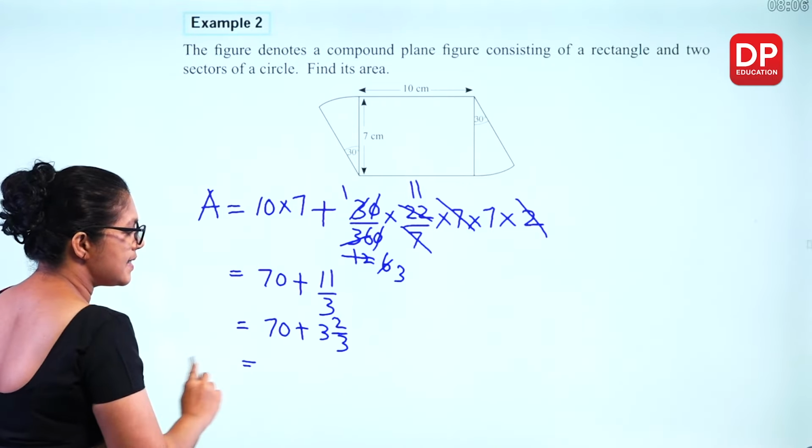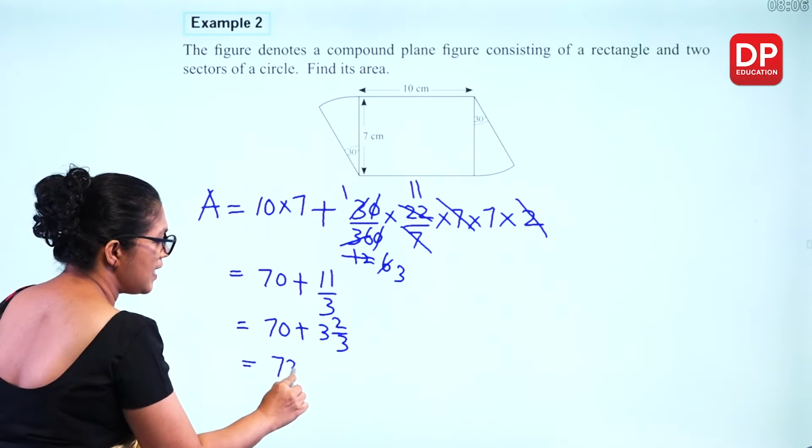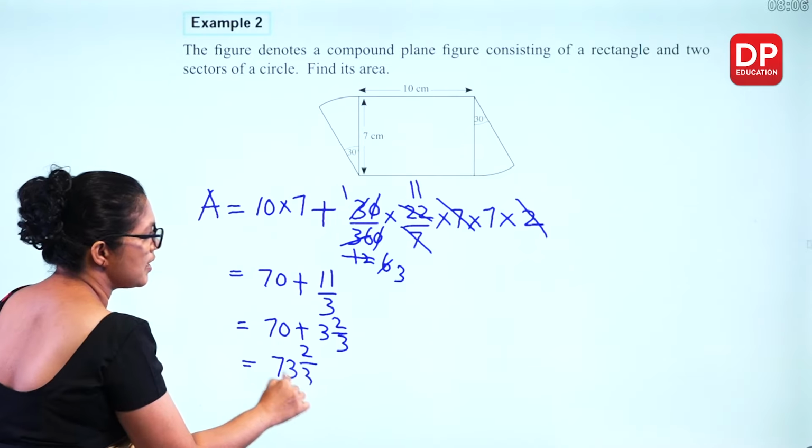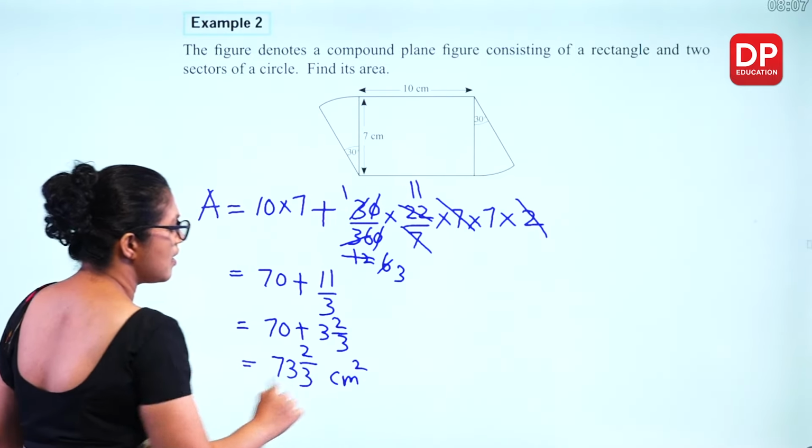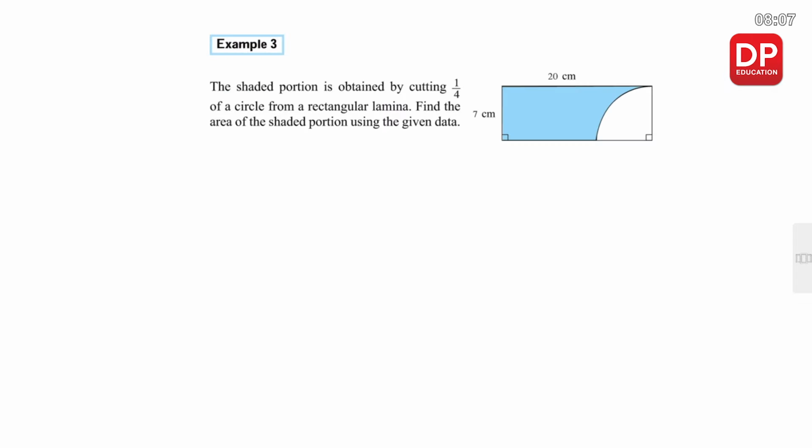So when you add 7 and 3, you get 73 and 2/3. So what's the unit here? Square centimeters. Now we'll look at the third example.